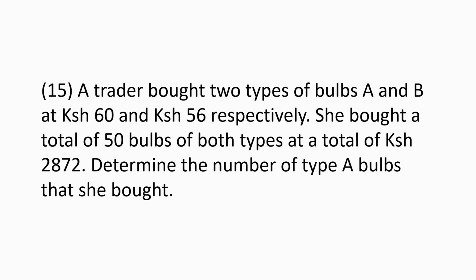Question 15. A trader bought two types of bulbs, A and B, at 60 Kenya shillings and 56 Kenya shillings respectively. She bought a total of 50 bulbs of both types at a total of 2,872 Kenya shillings. Determine the number of type A bulbs she bought. We need to find the number of type A bulbs, and we've been given the respective prices and the total number of bulbs she bought.